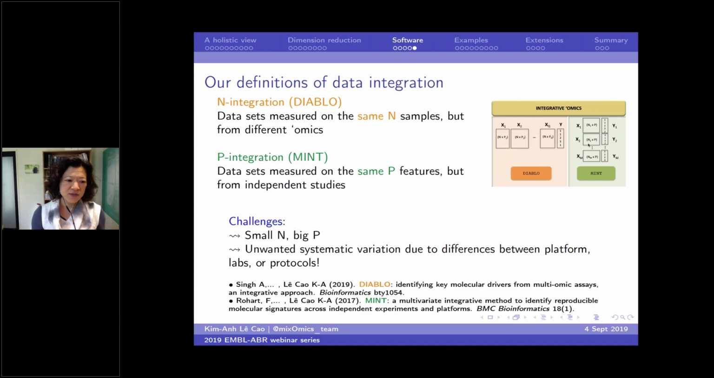And in both cases, the problems are the same. We have usually a small number of samples and a very large number of variables. We have a variation that is not wanted. It's due to the differences between the omics platforms or between the different labs or the different protocols that we have used. And so our methods are really trying to focus on what is the common information between all those data sets.